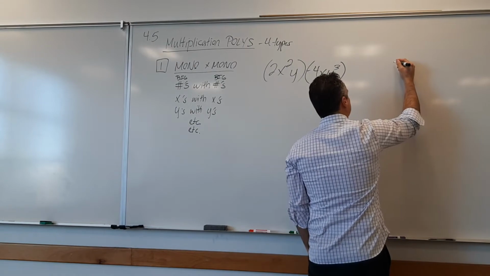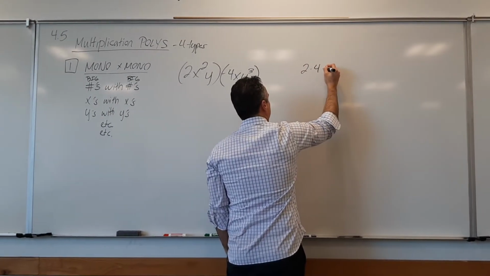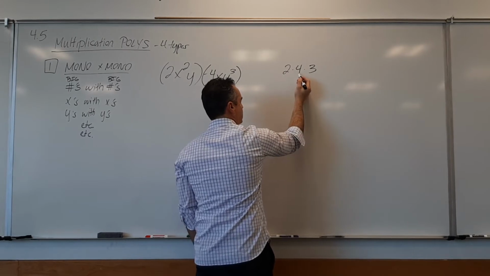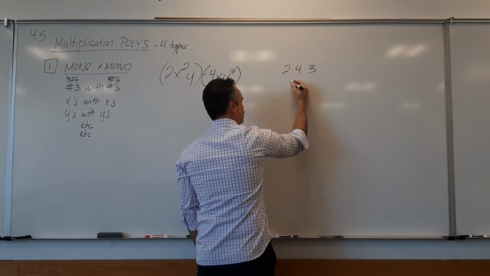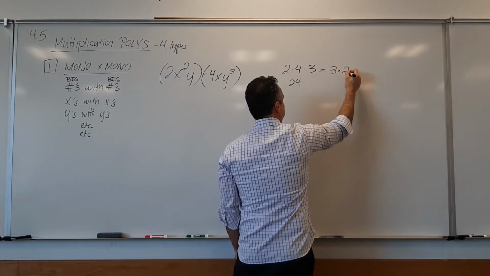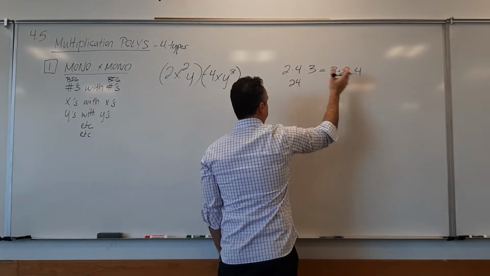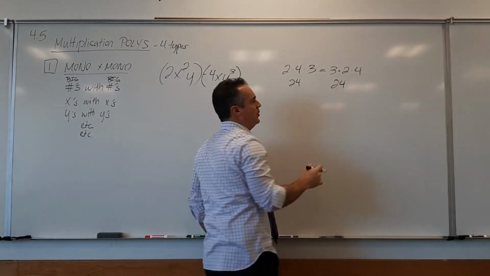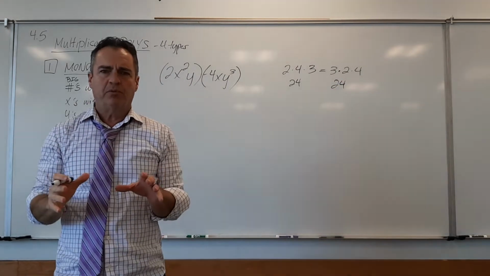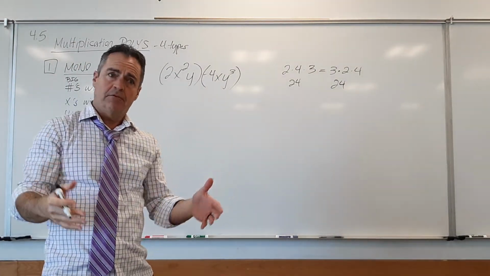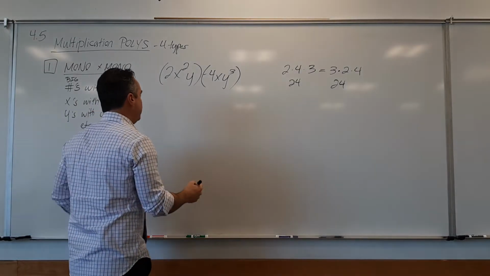If I have 2 times 4 times 3, okay, let's multiply that. 2 times 4 is 8, right? 8 times 3 is 24. Very good. Does that equal 3 times 2 times 4? Same three numbers, just in a different order. 3 times 2 is 6 times 4 is 24. Yes, we learned that when everything's being multiplied, I can rearrange it and it remains the same. Yeah, exactly. So let's think about this.